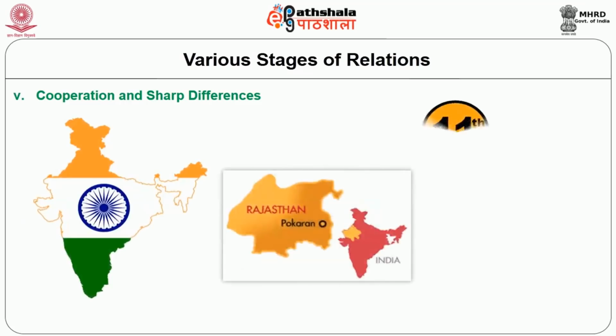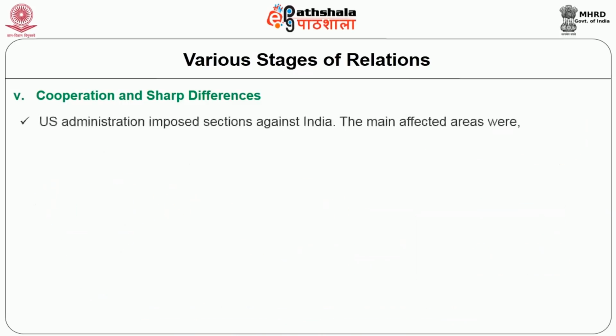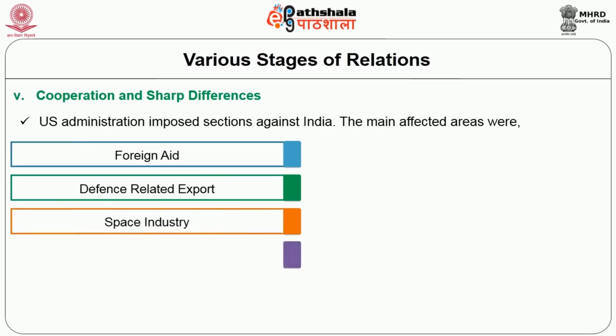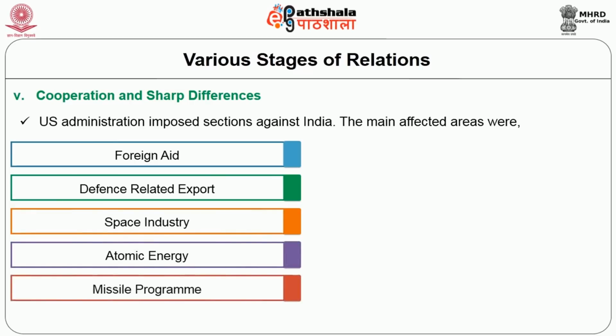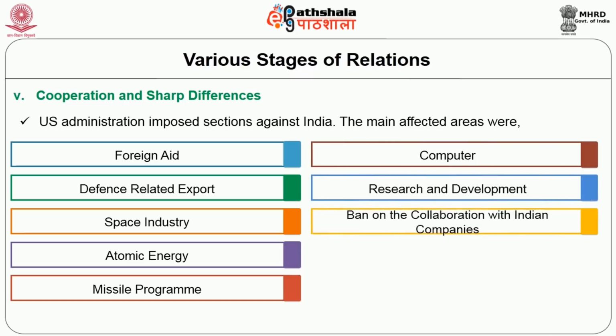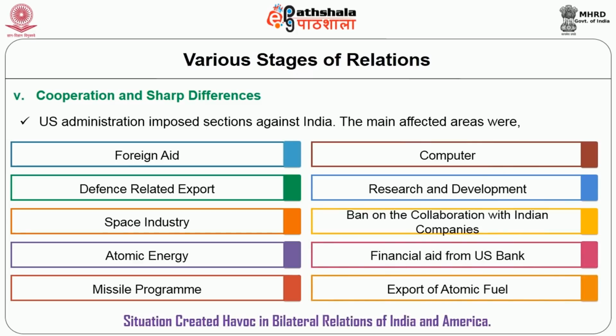India conducted five atomic tests in Pokhran on 11th and 13th of May 1998. It made the situation more critical at the international level. The US administration imposed sanctions against India. The main affected areas were foreign aid, defense-related export, space industry, atomic energy, missile program, computer research and development, a ban on collaboration with Indian companies, financial aid from US banks, and export of atomic fuel. This situation created havoc in the bilateral relations of India and America.